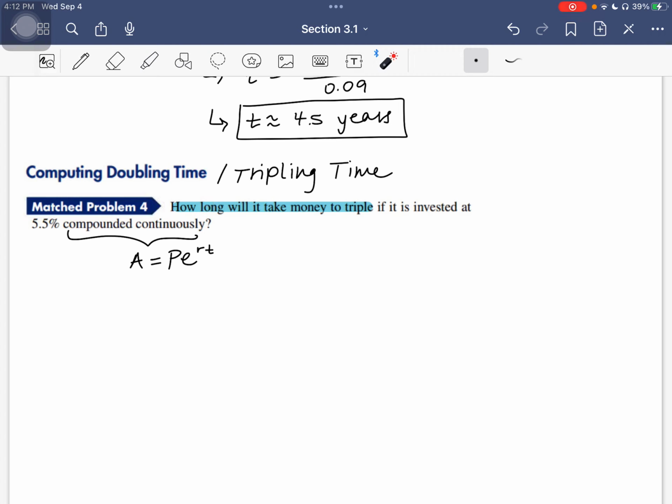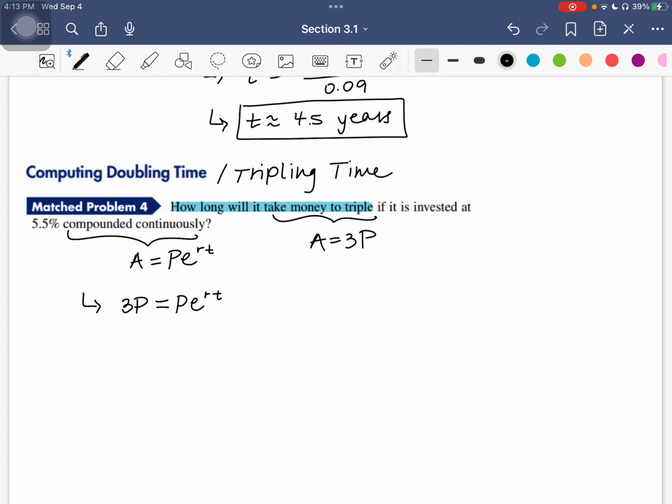Now, the trick here is that we're looking at how long it will take money to triple. So that means whatever we started with, whatever our P is, we want our A to be 3 times that. So what we can do is rewrite A as 3P. Okay, so our final amount is just going to be 3 times what we started with. So this is our new formula here. And then we do have our rate is 5.5%, so just plug that in.